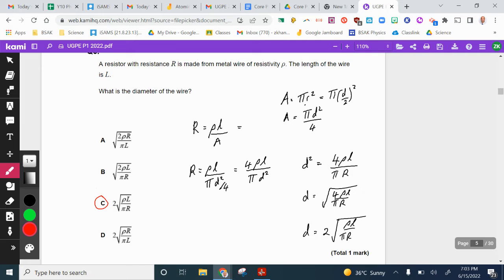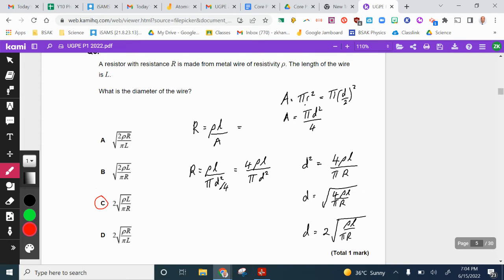And all I've done is now substitute that into area, and flip it so that the 4 is at the top, and then that's pi d squared at the bottom. Then we want to get what the diameter is, so we need to make diameter the subject. So diameter squared, just swap r with d squared. That's a quick trick. So it's 4 rho L over pi r. Root that to get rid of the square, and we get this expression here.